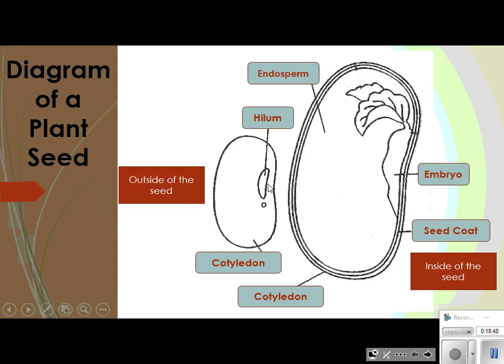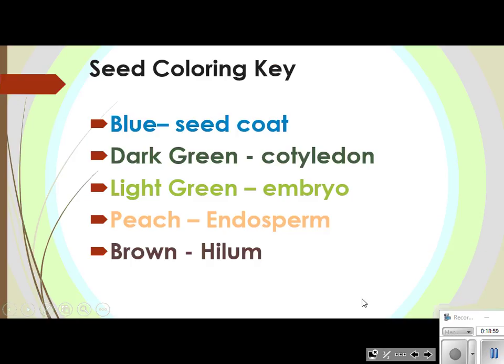Now, what I want you to do, and while you're doing this I'm going to get some seeds out to look at, is I want you to color your seeds with this color key right here.